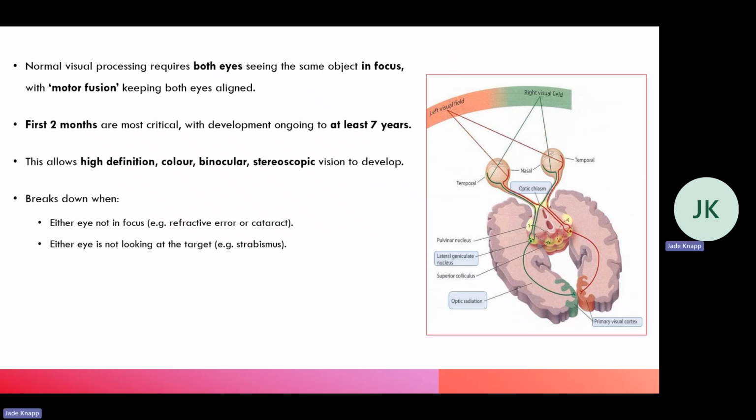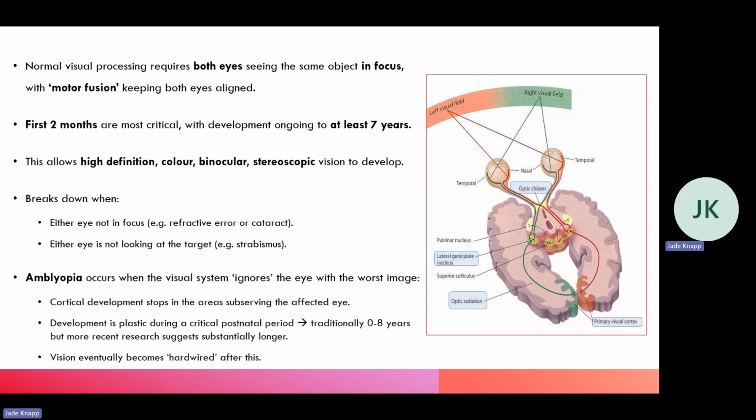Or if there's not a problem with cataract or refractive error, but there's a problem with the muscles that move the eye, the extraocular muscles. So for whatever reason, the eye's turned in or out, and the two eyes aren't looking at the same object. This is when you lose normal visual development. Those things often go together. If the eye's not seeing well, it will then often turn in or turn out. The brain sort of starts to ignore it.